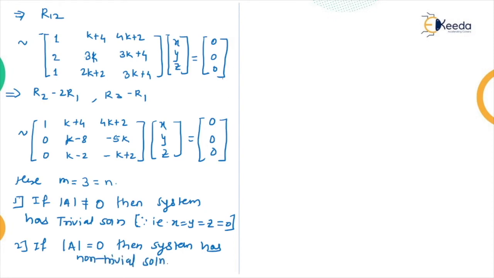Now let's see, guys, if the system is trivial, then it has a unique solution, means the 0 0 0 solution. And if the determinant of A is equal to 0, then the system has a non-trivial solution. Now let's see. We have to check the conditions. We have to first find the determinant of A. So how to find the determinant of A? Let's see, the determinant of A is nothing but the mod of A.